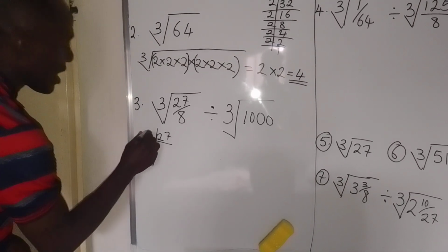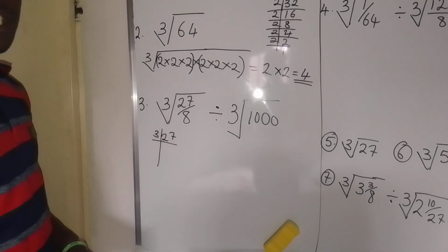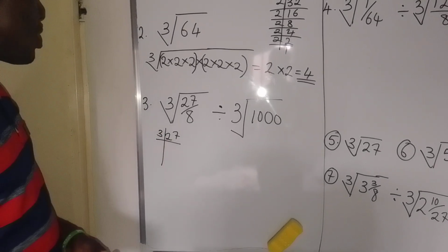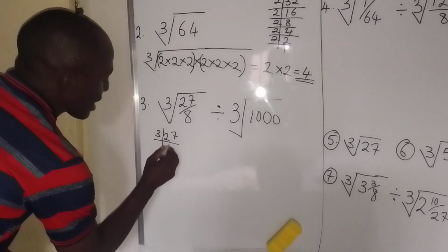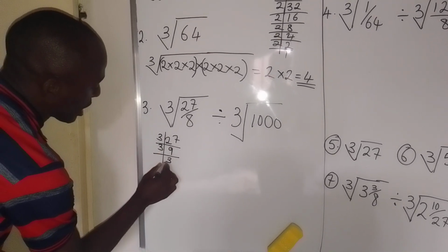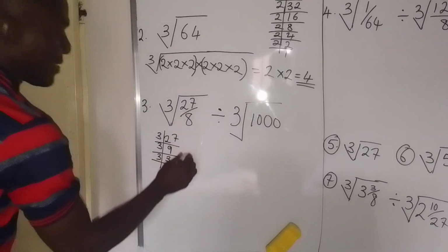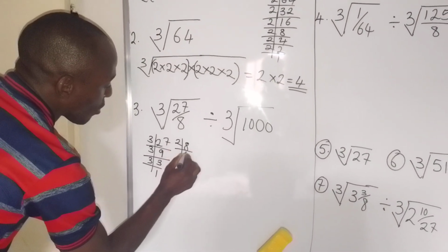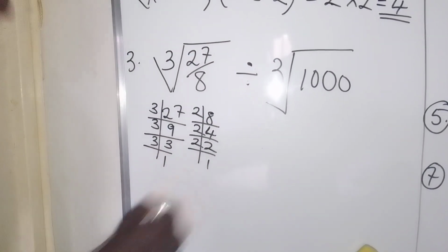What about 3? Can 3 divide 27? Let's check. 2 plus 7 will give us 9. Yes, 9 can be divided by 3. So 3 can divide 27. 3 into 27 will give us 9. So we have another 3 here. 3 into 9 will give us 3. 3 here, 1. So let's also do for 8 as well. For my 8, I'll use 2 here, 4. 2 here, 2. 2 here, 1.